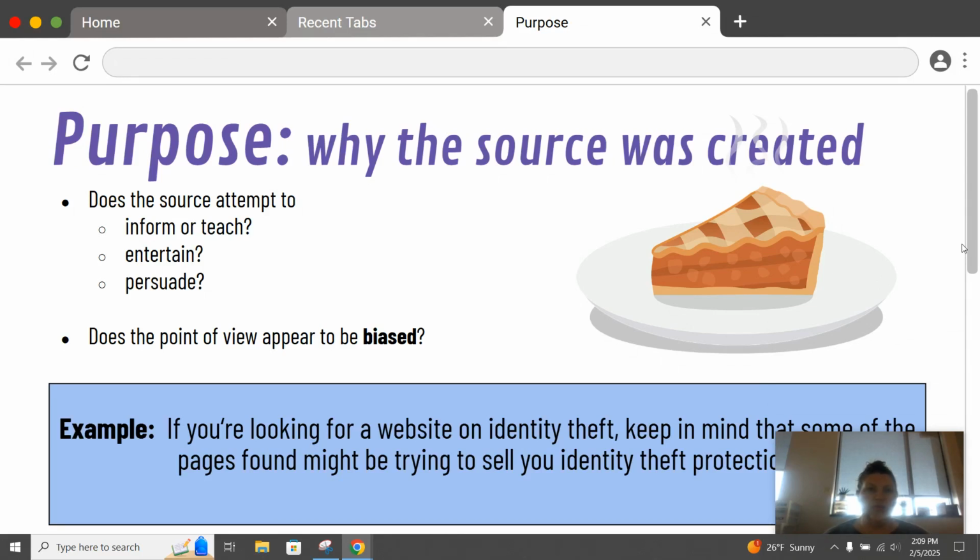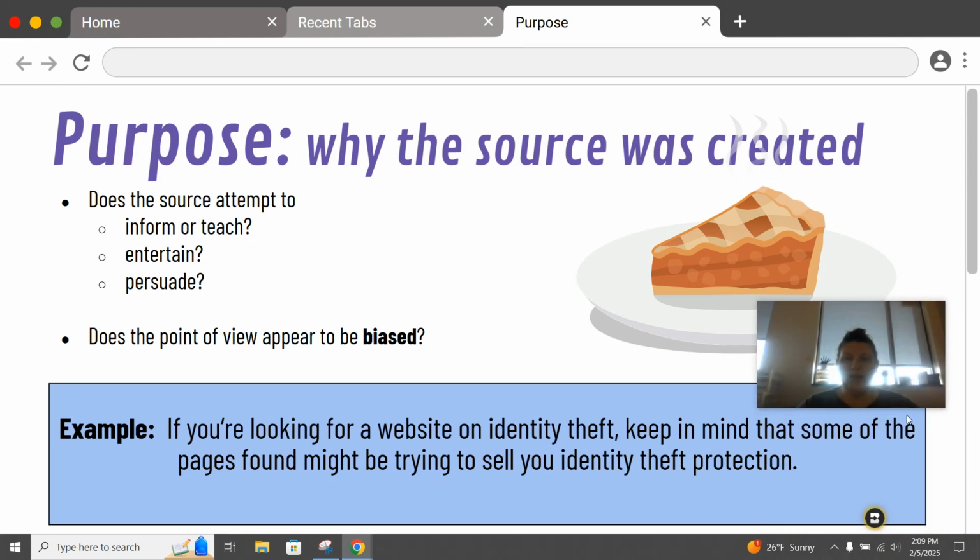And last, we need to look at the purpose of the source. So we're answering why the source was created. And we have this picture of pie because the primary reasons why texts are created are to persuade, inform, and entertain, which create the acronym PIE. So we want to see if the source attempts to inform or teach their audience. Are they trying to entertain? Are they trying to persuade? And if they're trying to entertain or persuade, that shows us that they have a specific angle rather than if they're just trying to give the information. And we want to see if the point of view appears biased.